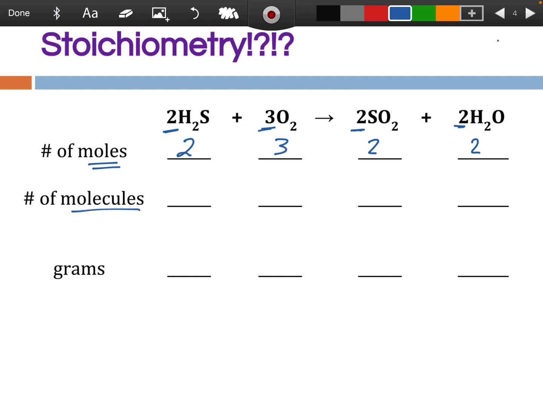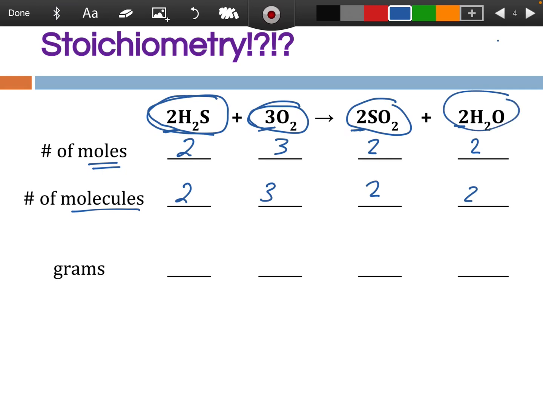For molecules, we know that 1 mole equals 6.02 times 10 to the 23rd particles. So we could take each number of moles times Avogadro's number, but if we reduced that to a much simpler way, you could also say from the balanced equation that 2 molecules of H2S react with 3 molecules of O2 to produce 2 molecules of SO2 and 2 molecules of water. So the coefficients could represent either moles or molecules, because for molecules you would just simplify to end up with the same ratio.